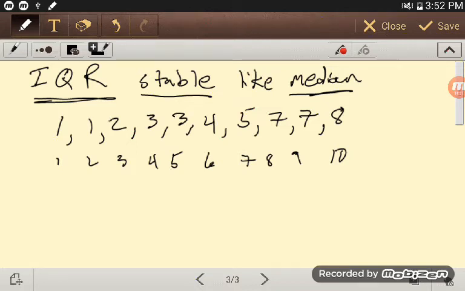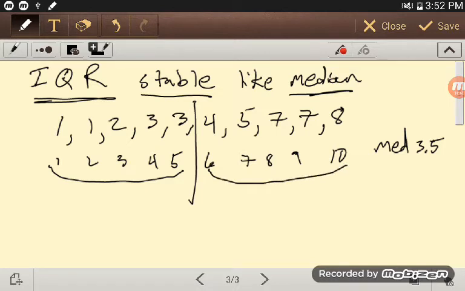Okay, so what I'm going to start with is to find the median. There are 10 numbers, so I need to go between the 5th and the 6th number, and my median here is 3.5, because it's the average of 3 and 4. Now, for the interquartile range I need to find the median of this side and the median of that side.